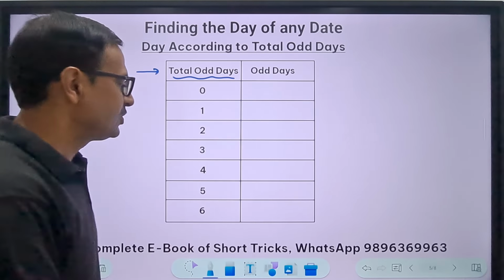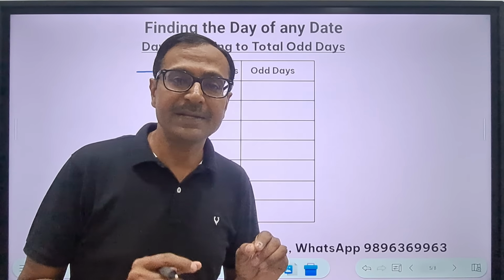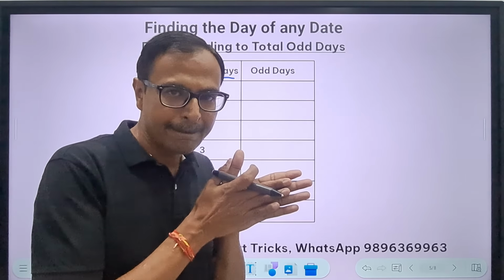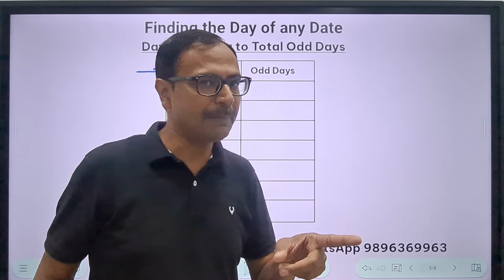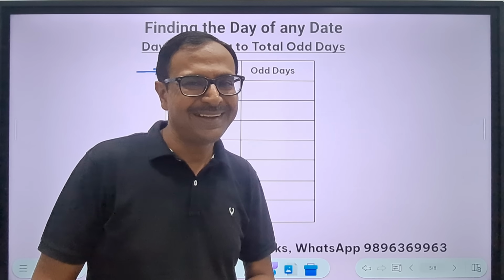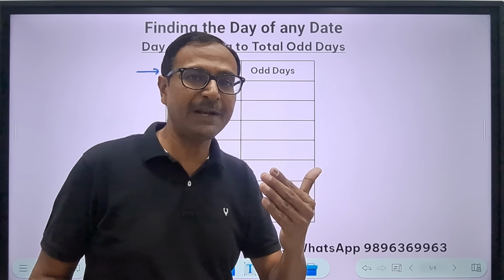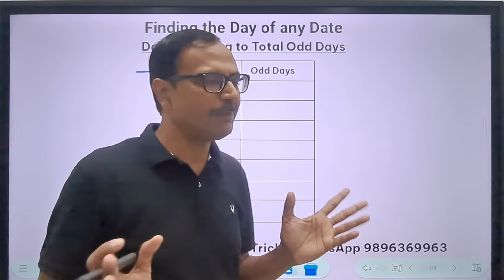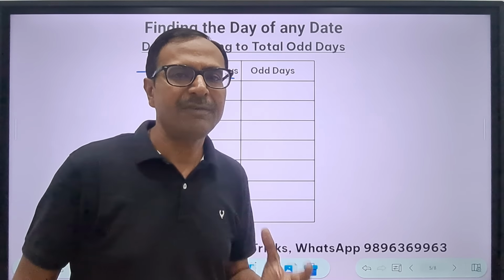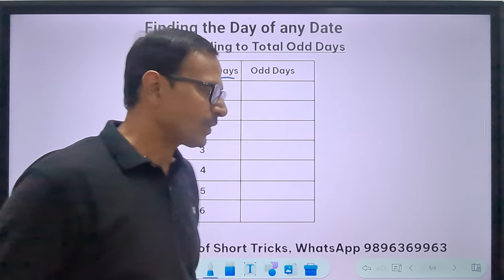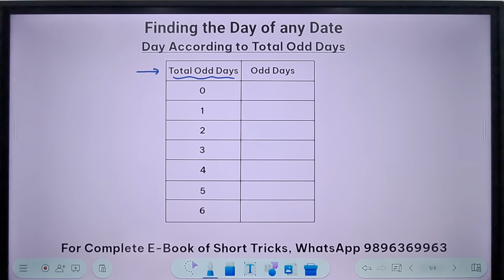And why is it stopping at 6? Because the odd days can never be greater than 6. If it is 7, 7 means 0, because when you divide 7 by 7, you get the remainder as 0. If it is 8, if you divide 8 by 7, you will get remainder as 1. So number of odd days will be 1. So the number of odd days can never be greater than 6. And that is why we have stopped at 6 here in the table.